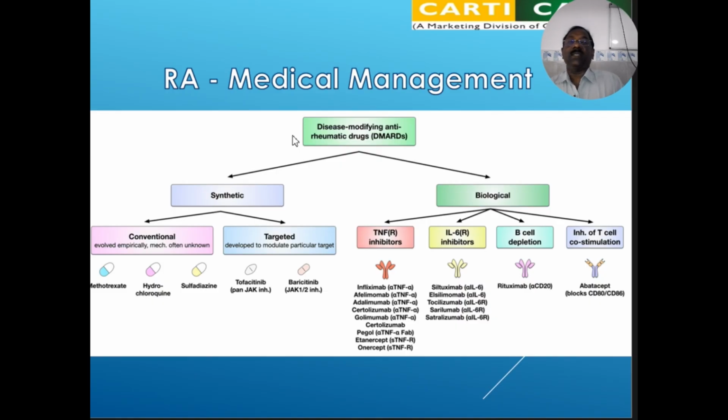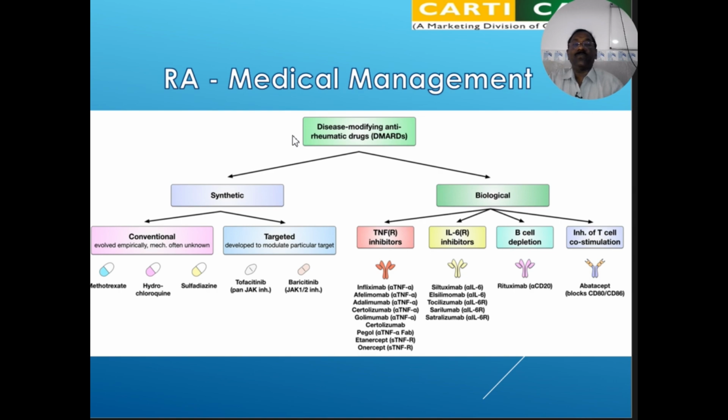See, here you have the synthetic DMARDs and the biological DMARDs. The biologicals, your infliximab, are also DMARDs, but they are biologicals. Your leflunomide and the like are all the synthetic ones. So conventional and targeted. I told you about methotrexate, hydroxychloroquine, sulfasalazine, but now tofacitinib is also available in the market. They are JAK inhibitors. Okay. So that is very much available in the market. Tofacitinib.